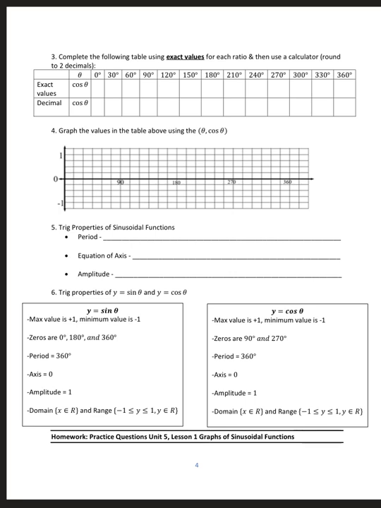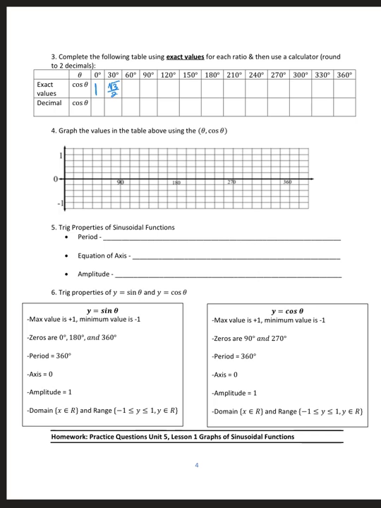Okay, so you're to complete the following table using exact values again. So this time, if I was to do that for 0, if you had that circle in front of you, all right, your cosine of 0 would be 1, because your x value was 2 and your radius was 2. The cosine of 30 degrees, your x value was a radical 3, and your radius was 2. Go ahead and pause this video and fill out the rest of this table of values, including the decimal values underneath, and then plot this graph on the curve, okay?